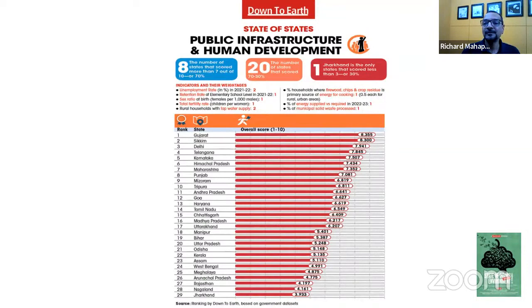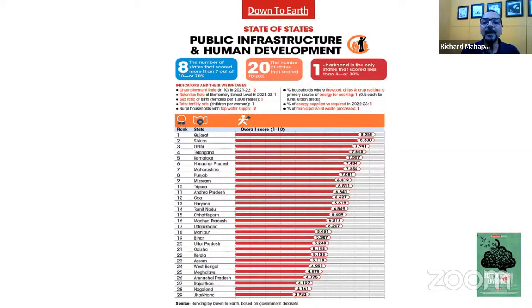Total fertility rate, the less it is, the better it is considered as a good sign. Population control is happening. That's also about women's own rights and autonomy. Rural households with tap water supply, it's a major national goal to have every household with tap water supply. Then the percentage of households where firewood, chips, and crop residue is the primary source of energy for cooking. This is a negative parameter. These are all considered to be unclean fuels. So this has come as an indicator.